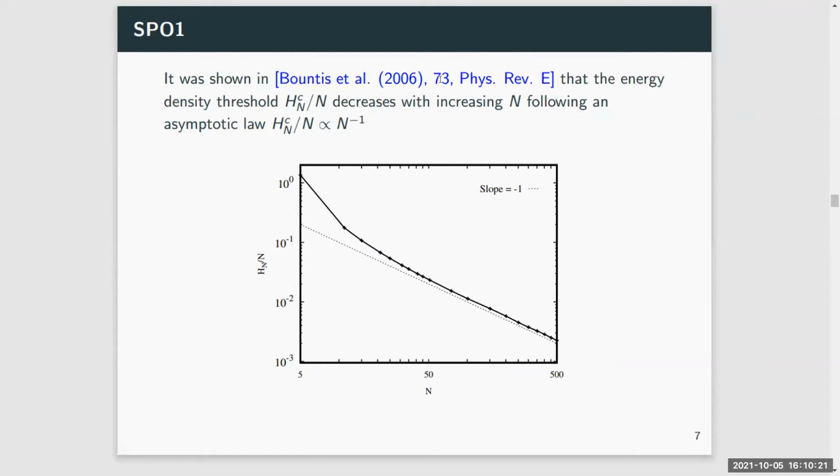And the authors in this paper computed the energy density threshold for different numbers of particles, and they showed that the energy per particle decreases as the number of particles increases, following this power law. As you can see here, the reciprocal of the number of particles. The energy density of the first destabilization threshold of SPO1, in this case, beta, as I said, we set beta equal to 1. And this straight line corresponds to the function that follows this asymptotic law.